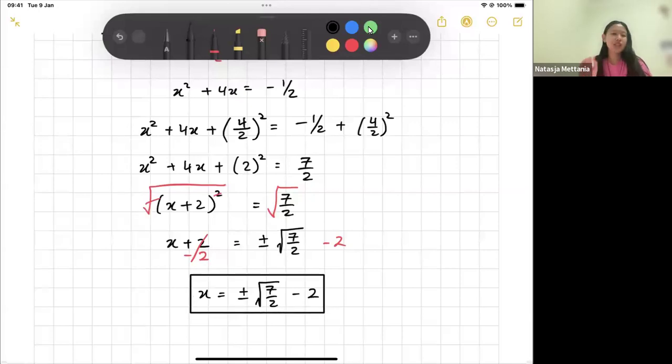That's it. That's it for completing the square. Hopefully that makes sense. If it doesn't, just rewatch this video as many times as you want until you understand how to do it.